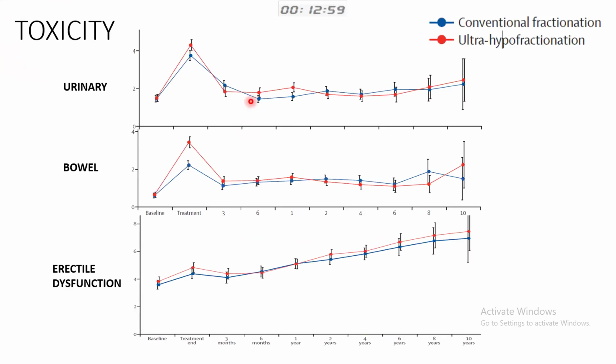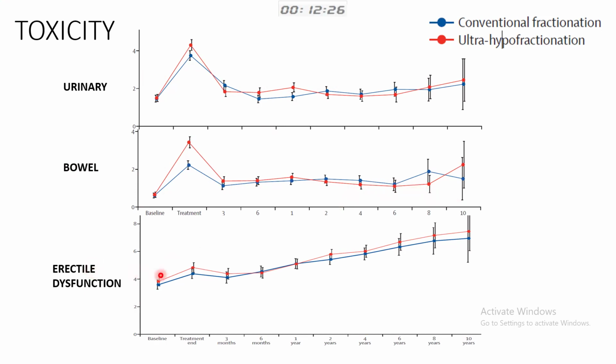Now coming to the toxicity. As we can see from this graph, the urinary-related toxicities are a bit increased in the SBRT arm and they come down subsequently, but at around 1 year, they increase a bit. But all of these urinary toxicities are statistically non-significant. Even the bowel score, the acute event, increases a bit, but after a few months, or around 3 months, they all come down to the baseline or the same level.